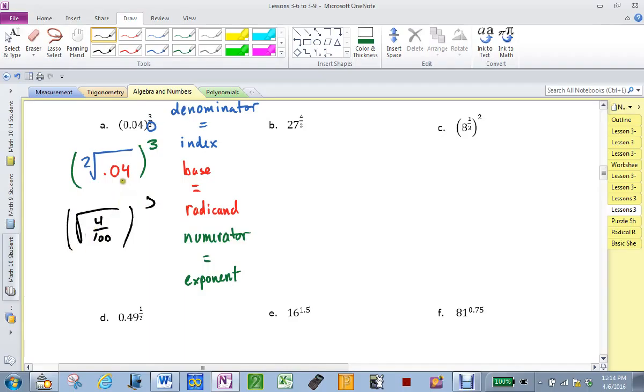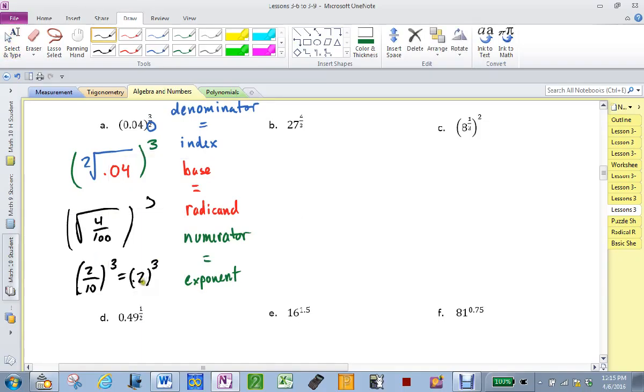Right? 4 over 100, yeah? Square root of 4 is what? 2. Square root of 100 is 10, yes? Yes? And 2/10 is 0.2 cubed. Everyone okay to there?